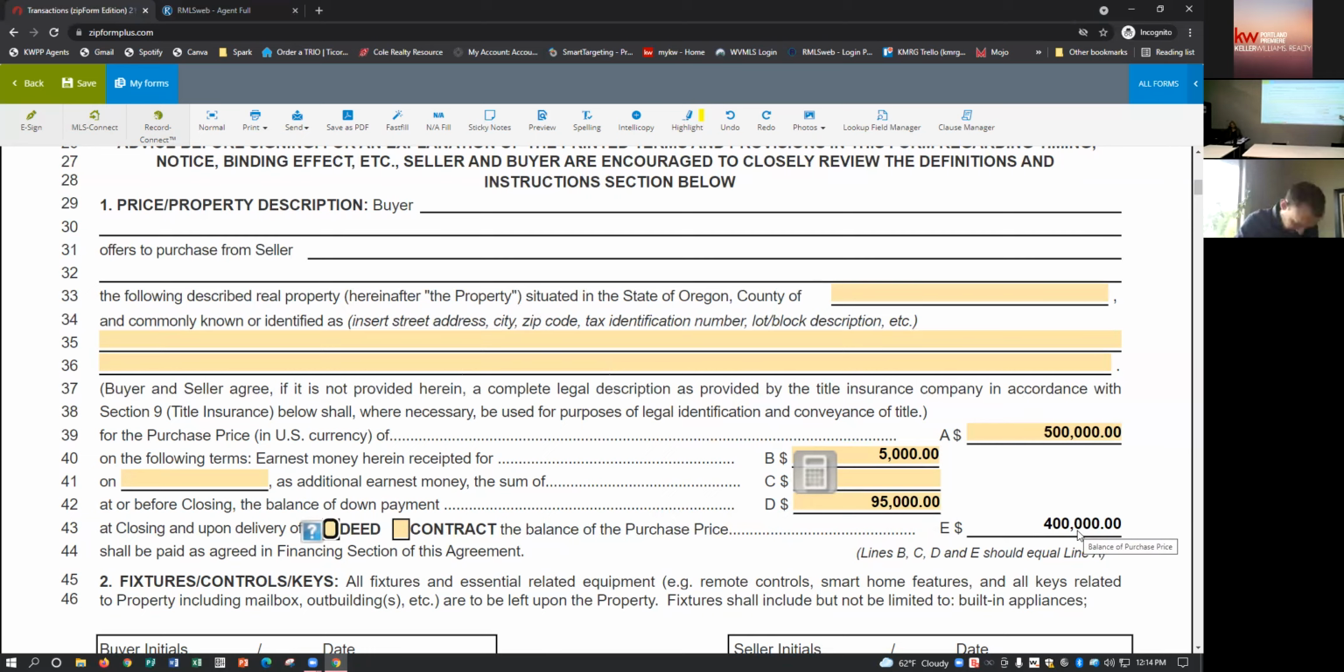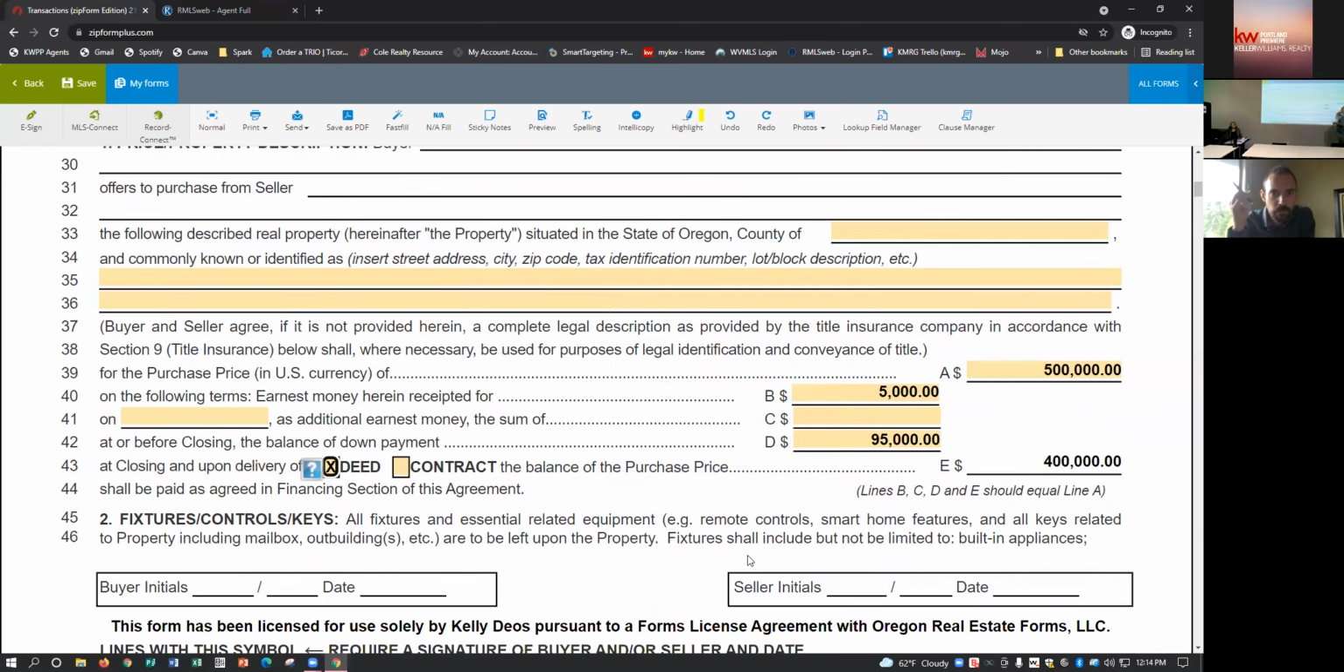That will be given on delivery of a deed. We'll check that box. We rarely ever sell on contract. A deed would mean the buyer is either paying cash or getting a loan from a private institution or a lender, a bank. Contract would mean the seller is actually the one providing the loan to the buyer, and it's really, really unusual that we do that. So almost always in your career, you're going to check this box right here. And then this would be the loan amount, or the remainder of the purchase price to be paid in cash.